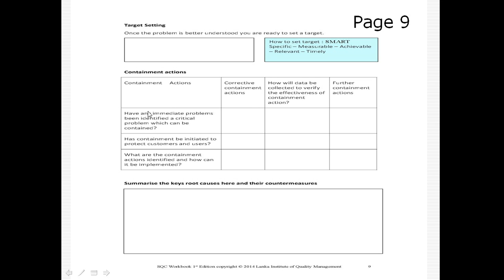Okay. Now, once you have done this, consider also containment action. Let me explain what is containment action. Suppose, let me tell you a story.